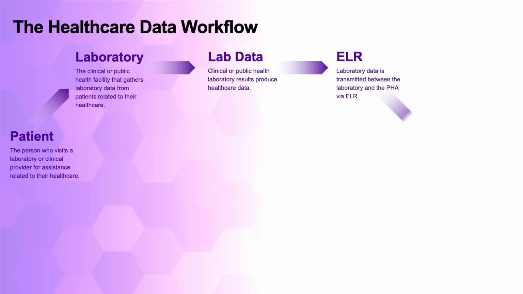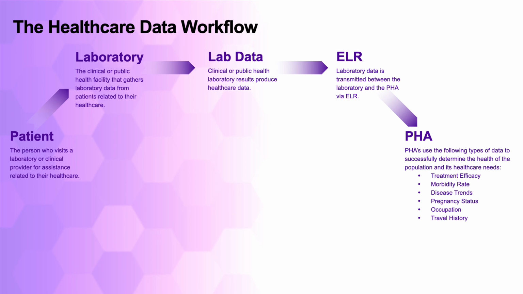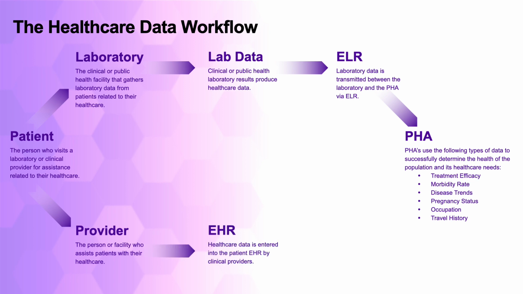PHAs use the following types of reportable data to successfully determine the health of the population and its healthcare needs: treatment efficacy, morbidity rate, disease trends, pregnancy status, occupational information, and travel history. The second route we will look at, where healthcare data flows between the patient and PHA, is established when the patient interacts with a clinical healthcare provider. The provider is the person or facility who assists that patient with their healthcare needs. Patient healthcare data gathered by the provider becomes part of that patient's EHR.